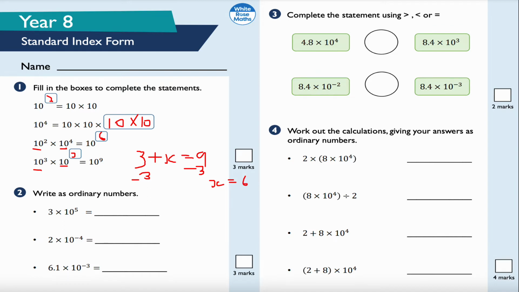Now you might have recognised that straight away, which is fine, but it's for those of you that are wanting an algebraic way of working out the answer. So when I add the powers, 3 plus 6 equals 9.